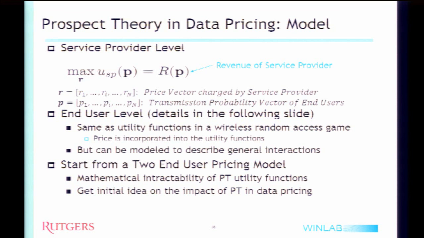So this is a model for the pricing scheme. At the service provider level, the service provider tries to find the optimal price vector charged to all the end users to maximize her revenue. At the end user level, I use the same random access game. The end users will choose their transmission probabilities depending on the factors I mentioned above. This model can actually be modified into a more general form. It should not be limited to the random access game here. And I start from the two end user price model, one reason being the mathematical intractability of the PT utility functions.